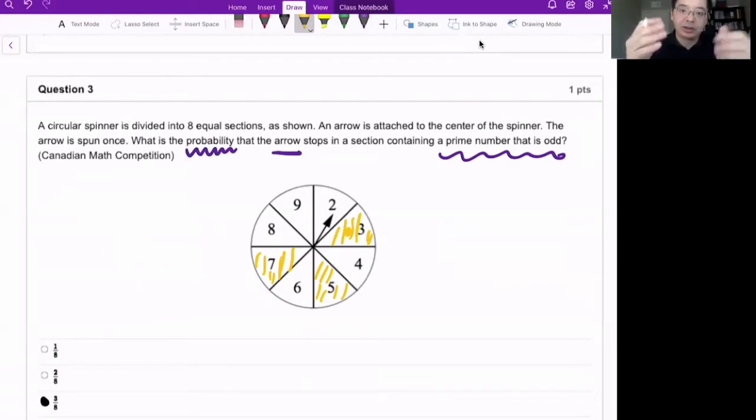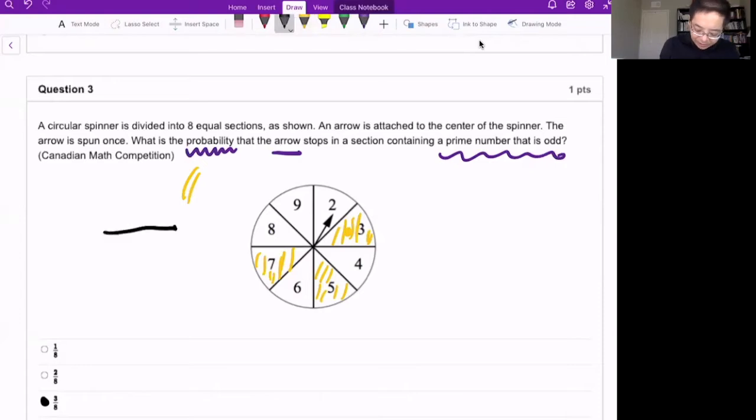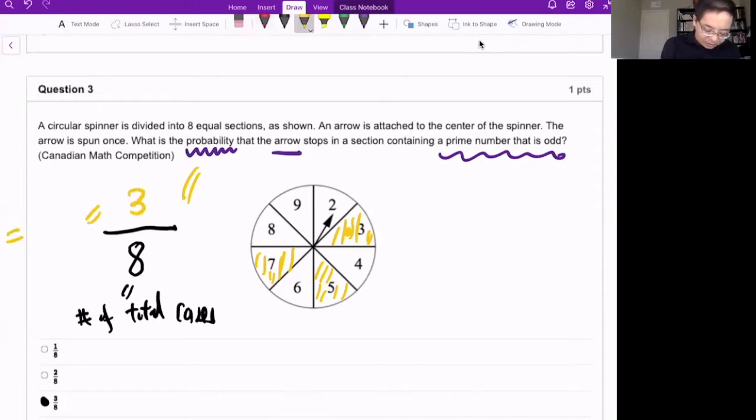It's the target domain. We are looking for the probability that the arrow could stop in one of the 3. Clearly, the probability is based on the total scenarios. So that's the 8, the number of total cases. And then we look at the number of good cases. That's 3. So we get the probability is 3 over 8.